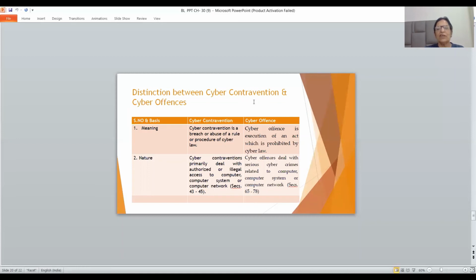Nature. What is the nature of each one? Cyber contraventions primarily deal with unauthorized or illegal access to computer system or computer network. Whereas cyber offenses deal with the serious cyber crimes. There are so many cyber crimes: cyber virus, cyber stalking, cyber terrorism. Now these crimes may relate to computer system or computer network. ATM frauds may be there. This is also a cyber crime.